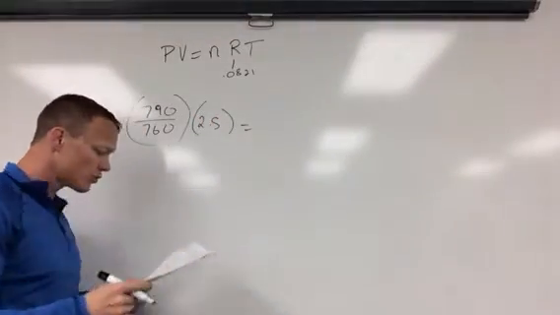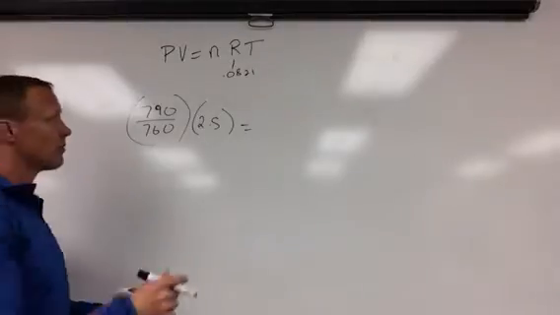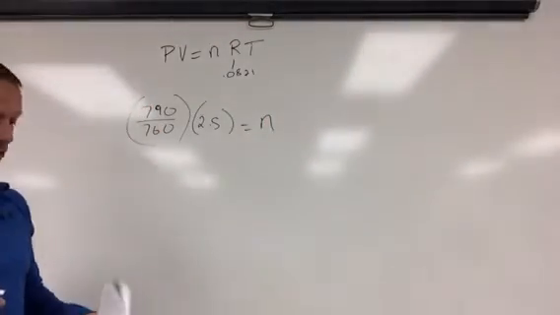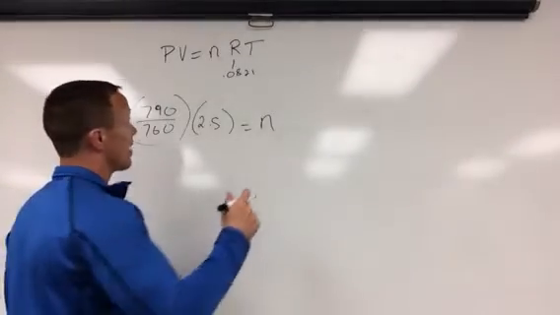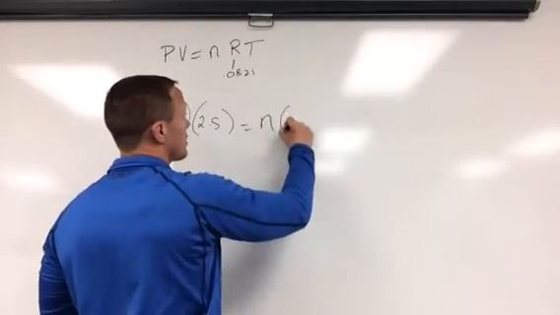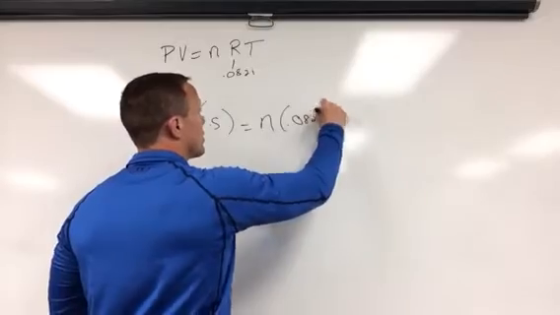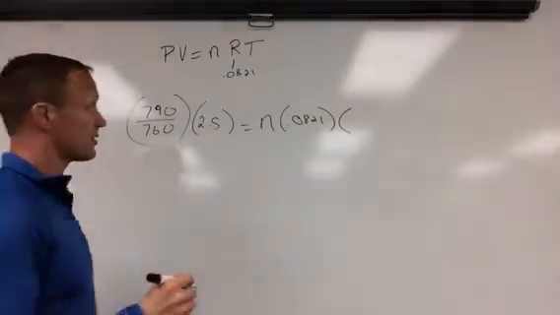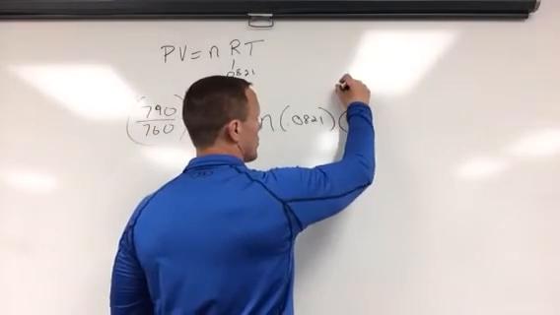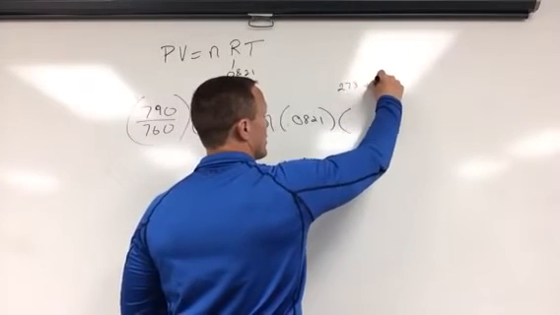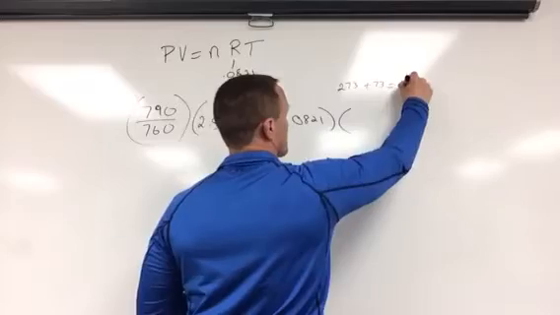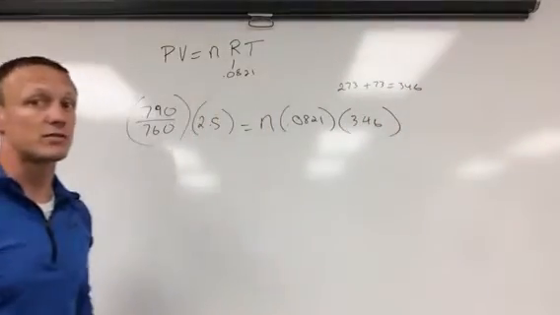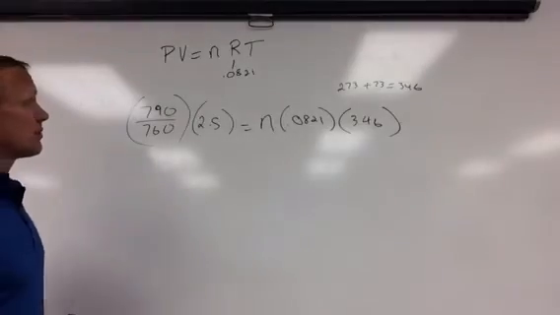Equals, we're trying to figure out the mass of CH4. So I'm going to put in n and solve for moles. Moles is not mass, but we can convert to mass from there. And then we have our 0.0821. And our temperature is 73 degrees Celsius. So 273 plus 73 gives us 346 Kelvin. Same type of deal.